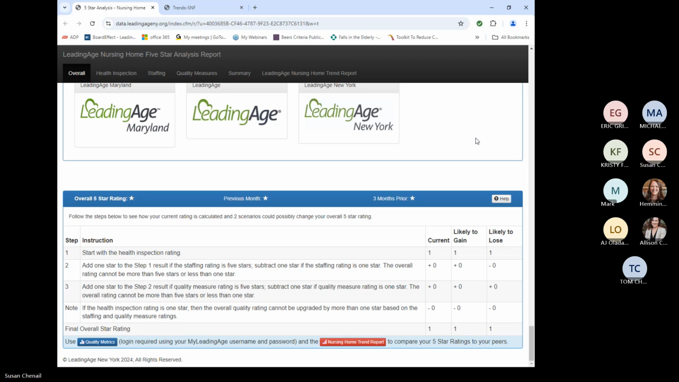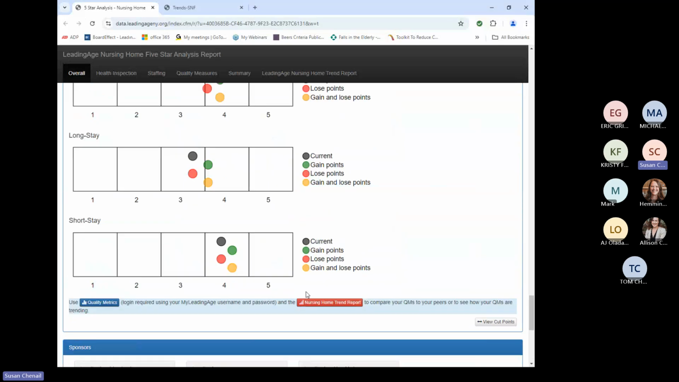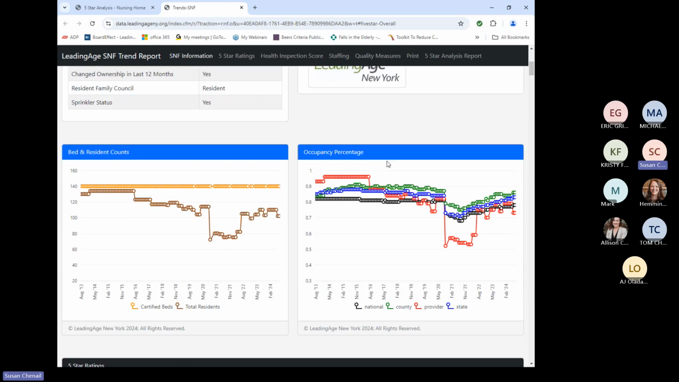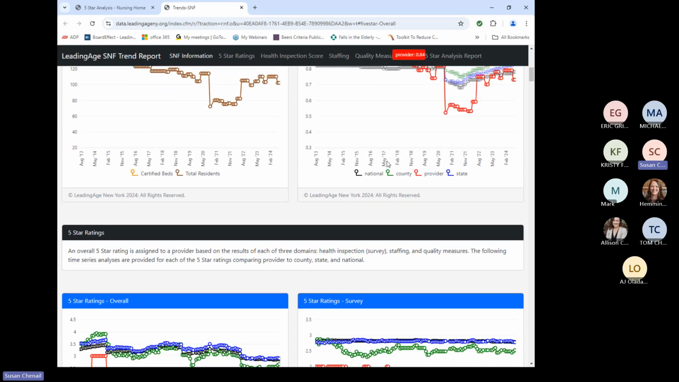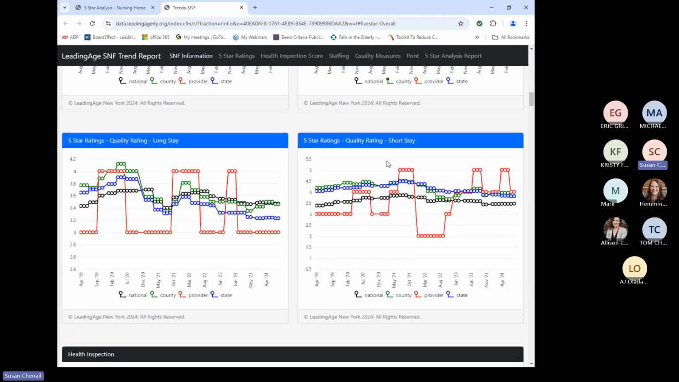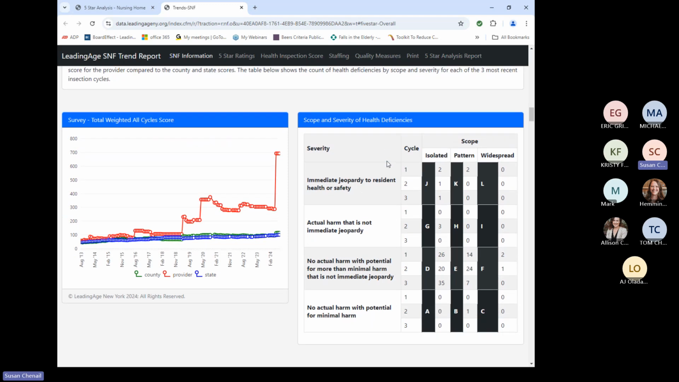Another aspect of the five-star report is all of the different links to the nursing home trend report. And here is the trend report, and it provides a time series analysis of all of the information that is provided on Care Compare, including the five-star ratings, the health inspection rating, along with where your deficiencies were located in the scope and the severity.